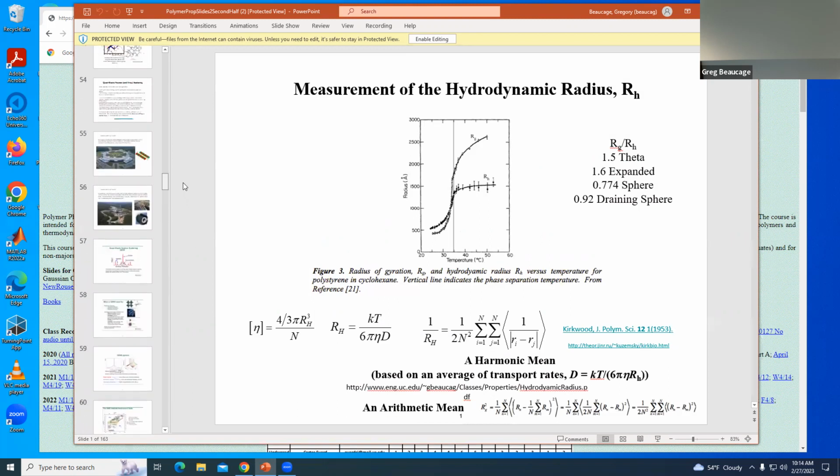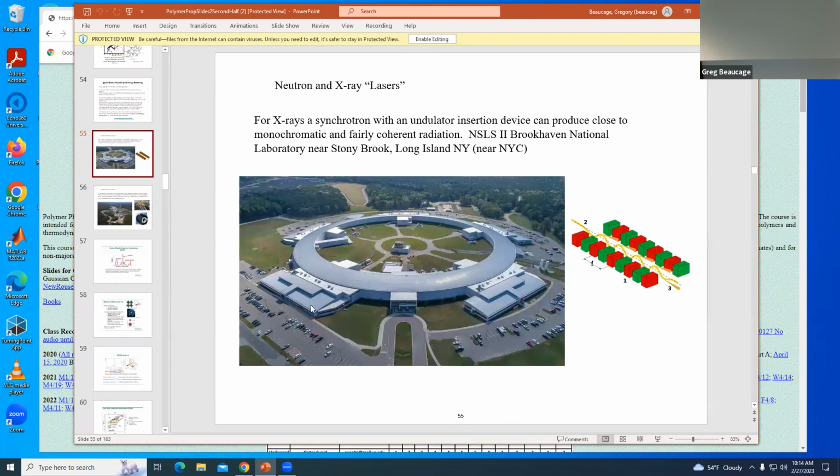That's the new synchrotron they built in Brookhaven. It's near New York City, on Long Island. So that's one place, where Yavit's worked some.